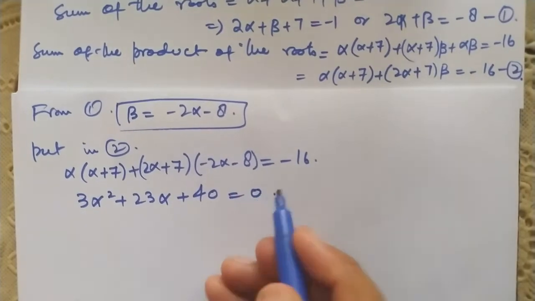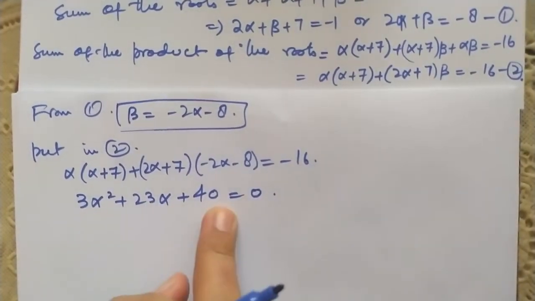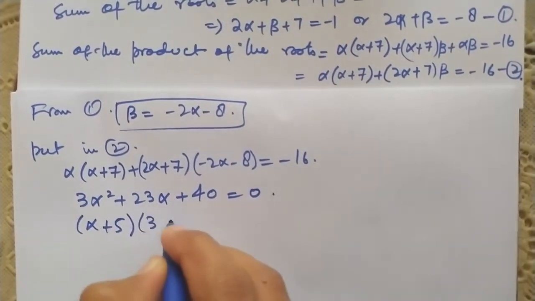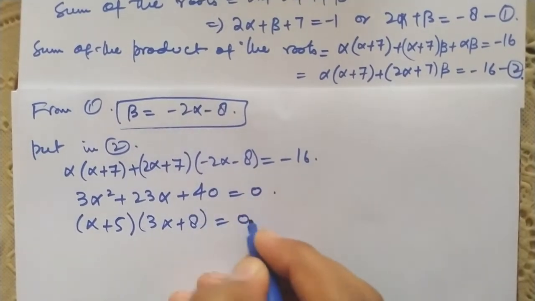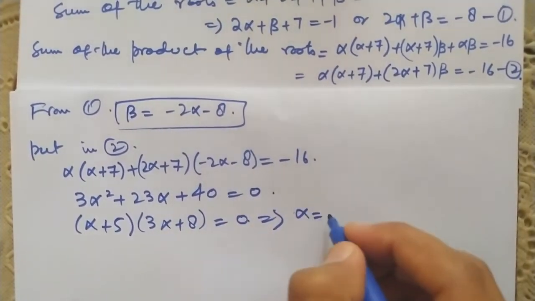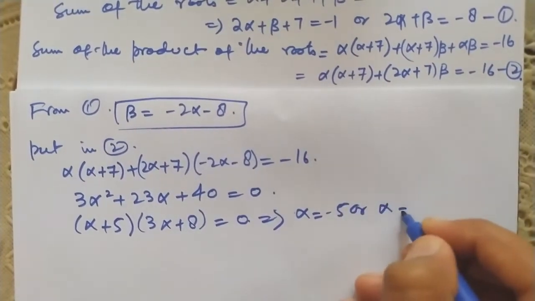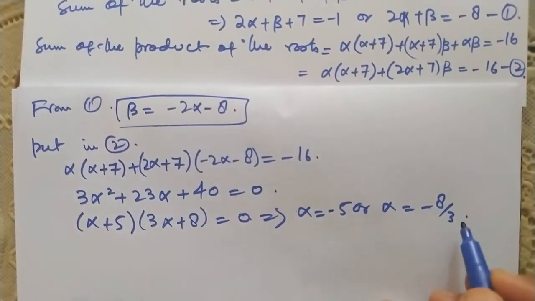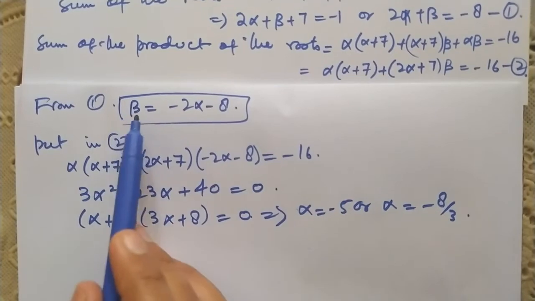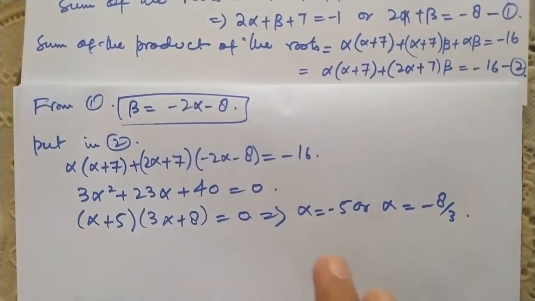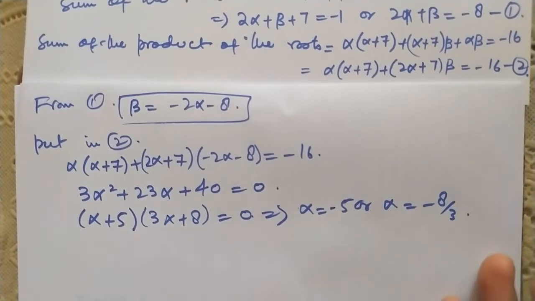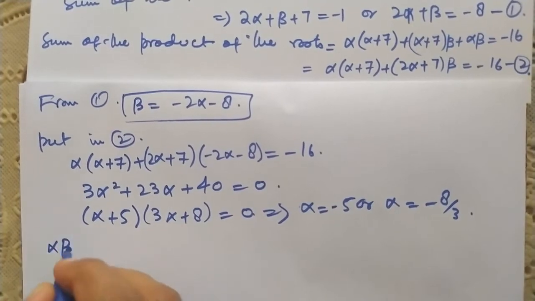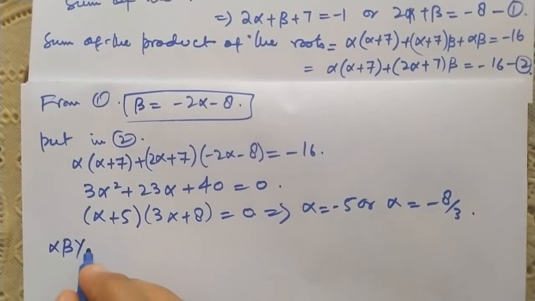You can verify, and you can solve this equation by factorization because it has two factors, alpha plus 5 and 3 alpha plus 8 is equal to 0, and it implies that alpha is equal to either minus 5 or alpha is equal to minus 8 upon 3. Now there are two values of alpha, one is minus 5 and second is minus 8 upon 3. Then obviously there will be two values of beta, but you can check which value of alpha is valid by taking the third relationship, that is the product of the roots, because we have not used it yet.